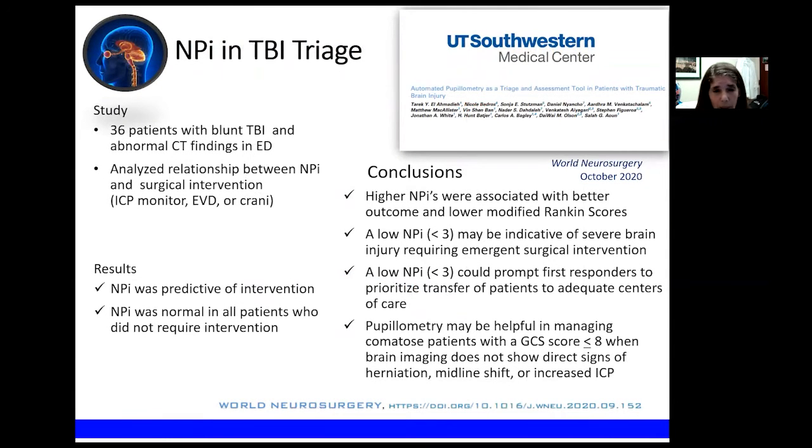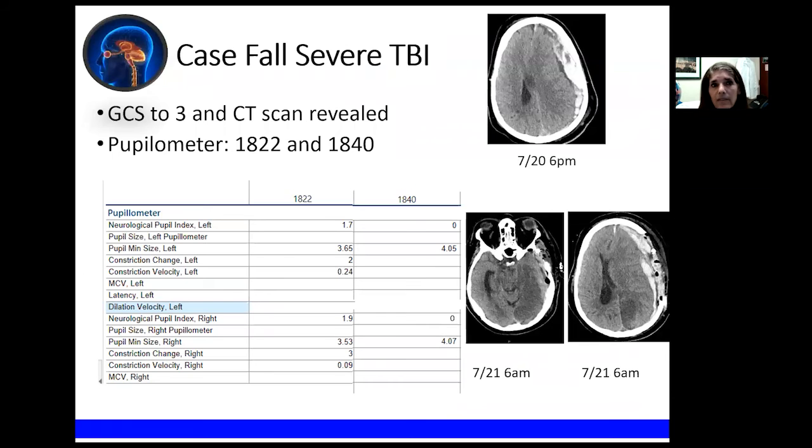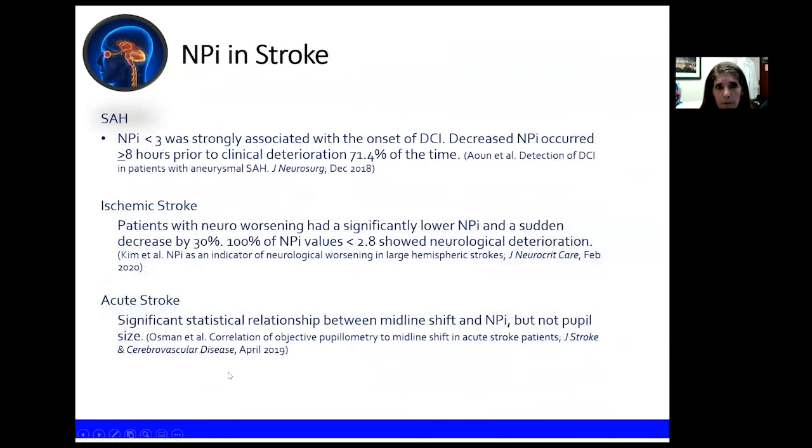NPI was studied in traumatic brain injury with triage. And here we see NPI was predictive of intervention. Higher NPIs were associated with better outcomes, and a low NPI was indicative of the severity of the injury. Here's a patient from our hospital with a large subdural on the left side. The first NPIs obtained showed 1.7, 1.9, and within 18 minutes, it went to 0, and he had fixed non-reactive pupils.